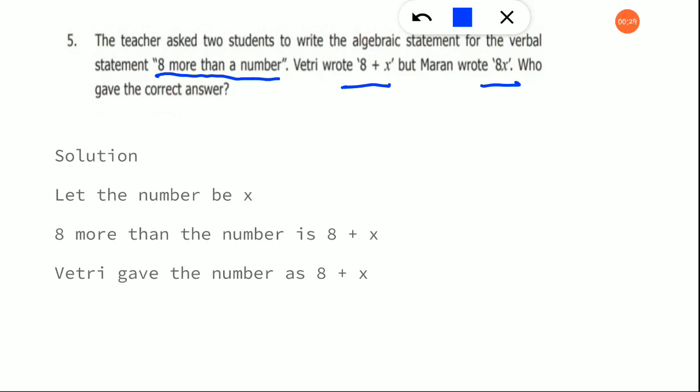How will you decide? First, you have to think about 8 more than a number. You are going to convert this into an algebraic expression. First think of that alone, then you can verify the final answer and tell whose answer is correct. So 8 more than a number means there is a number that should be considered as x. So 8 more than a number is 8 plus x. So that number is added with 8. Okay, so which is the correct answer? Only Vetri's answer is correct. Clear? Now shall we move on to the next question?